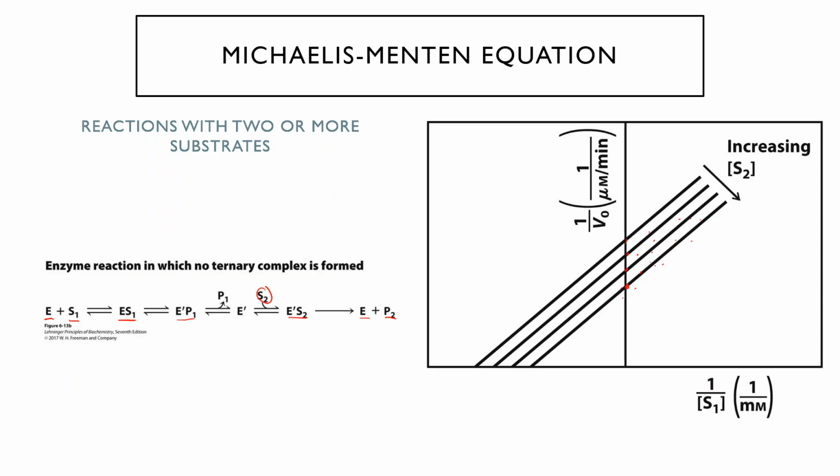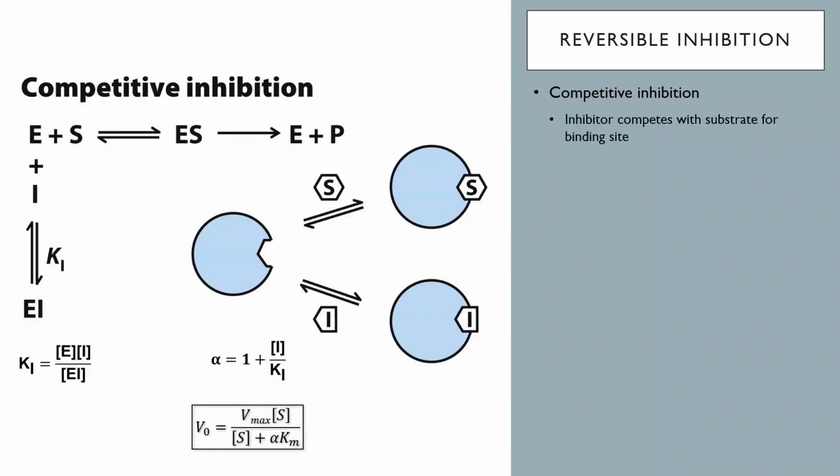So this is just one way you can use the Michaelis-Menten equation and use the Lineweaver-Burk plot, to determine if you have 2 substrates, do they form a ternary complex or not. So it's a way of getting at not only the kinetics of an enzyme, but the actual reaction mechanism that it goes through. And then another way you can use the Michaelis-Menten equation is to study inhibitors.